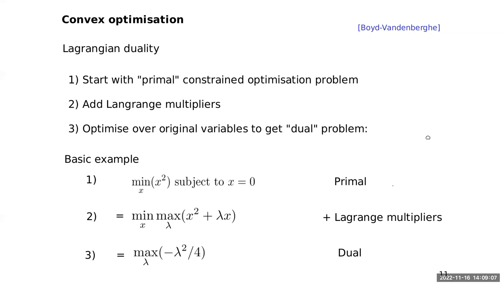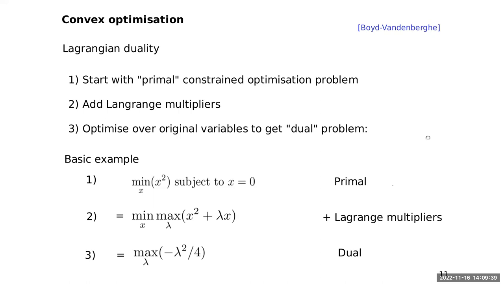In a bit more detail, there's three steps to this dualization. We start with a primal constrained optimization problem, such as maximize the flux in region A. We apply Lagrange multipliers for the constraints, then we optimize over the original variables to get the dual problem. So this turns a minimization problem into a maximization problem in step three, or the reverse. And it's convex optimization because the function needs to be convex.